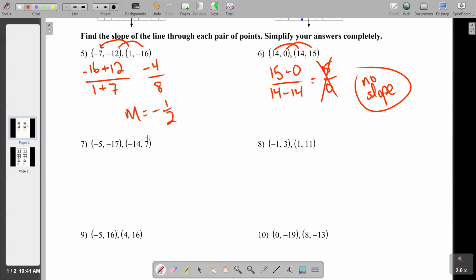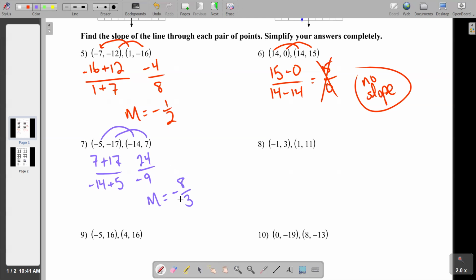On question 7, doing the top is going to be 7 plus 17. Doing the bottom is -14 plus 5. And now I do the math. 7 plus 17 is 24. -14 plus 5 is -9. If you reduce those down, they can both be divided by 3. So overall, the final answer is m equals, you can write slope equals if you don't like m, it's fine, -8 thirds. Down 8, right 3.